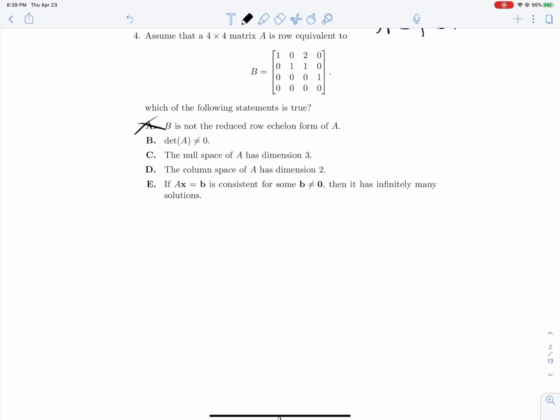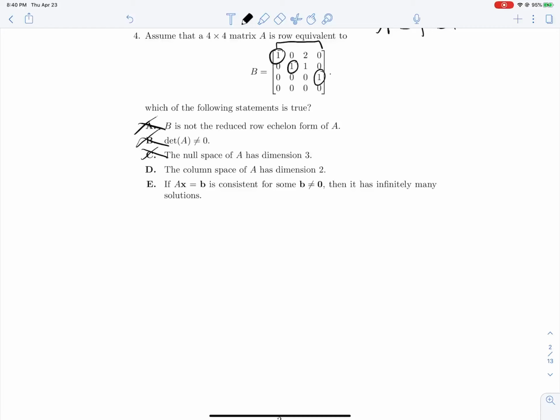The determinant of A is not 0. Well, our matrix is upper triangular, which means that the determinant is just the product of this main diagonal here, where in this case that is 0. So no, B is not true. The null space of A has dimension 3. Well, the dimension of the null space is going to be the number of columns minus the number of pivots. So in this case, the null space will have a dimension of 1 because we have 3 pivots and 4 columns, so C is not true.